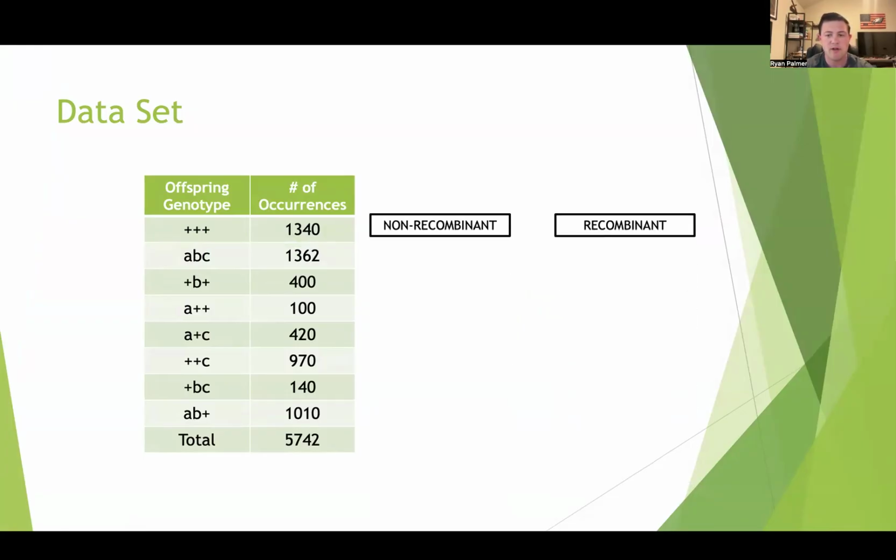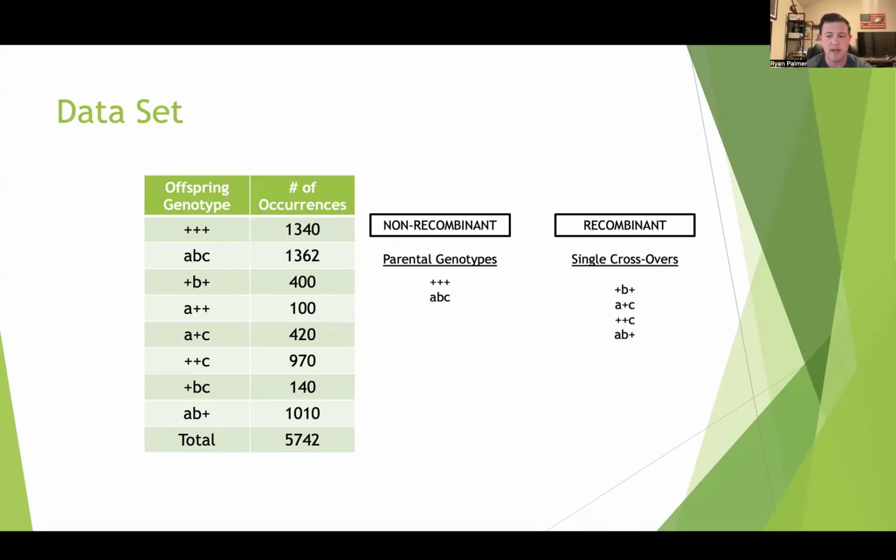So first, we have our non-recombinant and recombinant types. First, we have parental genotypes, and these are identifiable as they are the most frequently occurring genotypes, due to the fact that it's more common for these to not recombine than they are to recombine.